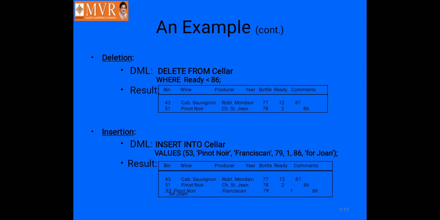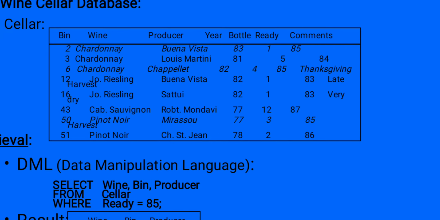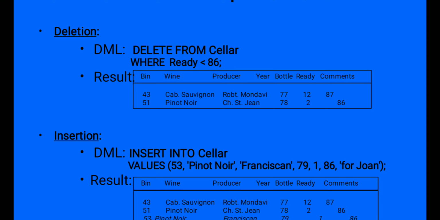Next, suppose I want to delete from cellar where ready is less than 86. Ready less than 86 means we have only 85. How many rows are there? 1, 2, 3, 4, 5. See the table, we have 85. Five rows will be deleted. Only 86 and 87 will remain there.